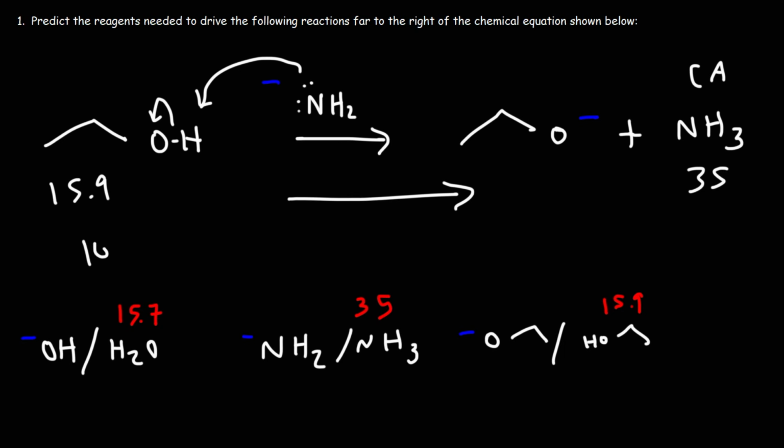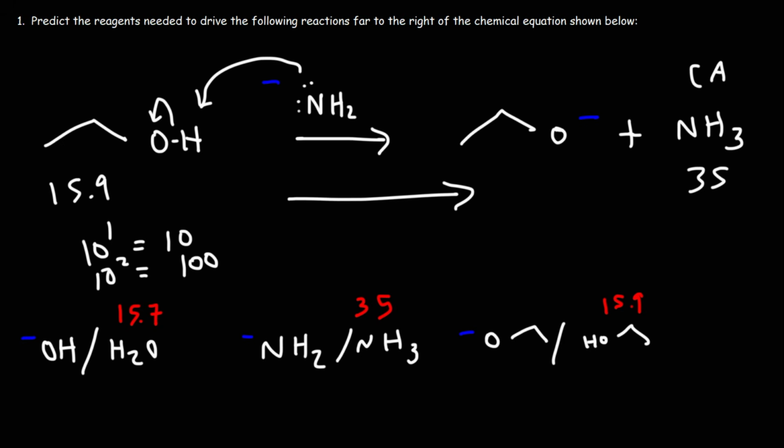If it's 1 unit higher, 10 to the 1 power is 10. That means the ratio of products to reactants will be 10 to 1. So if you pick a base where the conjugate acid has a pKa of 1 unit higher, the yield will be like 90%. 90% products, 10% reactants. But if the pKa is 2 units or more, 10 squared is 100. So the ratio of products to reactants will be like 100 to 1, which is much better.